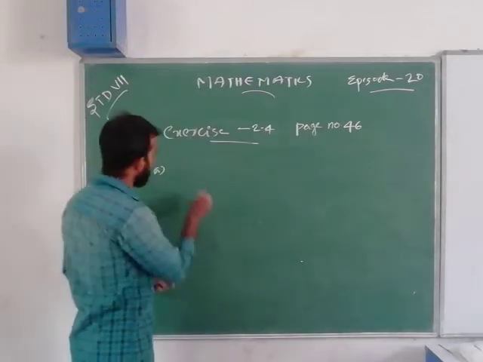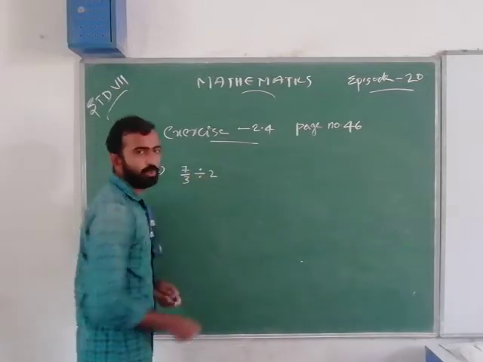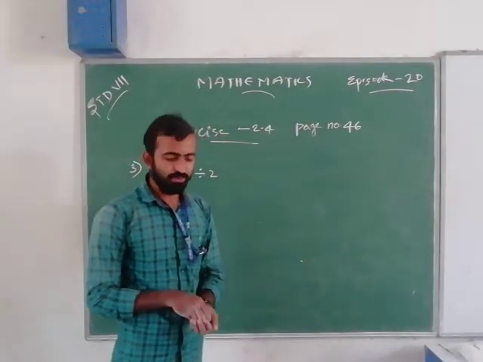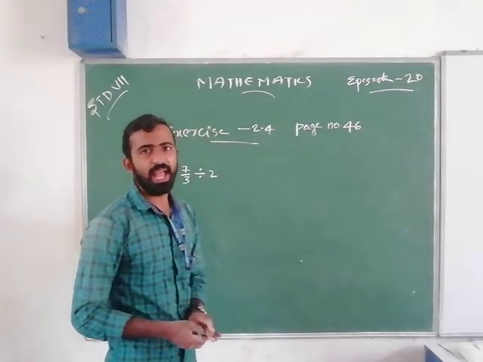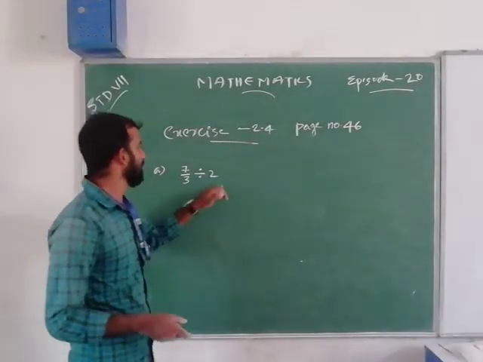Find 7 by 3 divided by 2. That is, we want to find the division of fractions and whole numbers: 7 by 3 divided by 2.